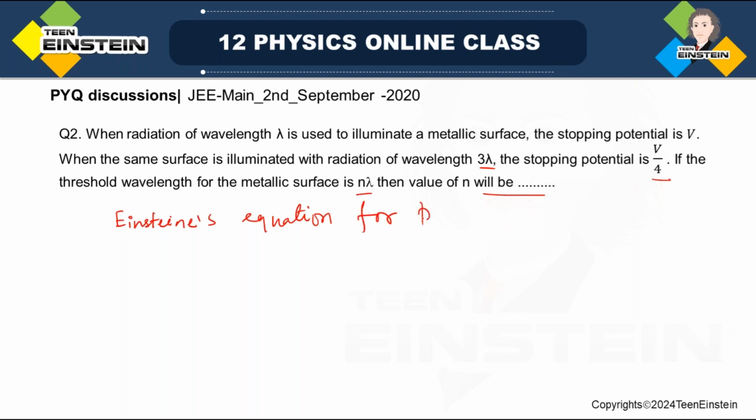For photoelectric effect, the maximum kinetic energy is equal to the energy of the incident radiation minus the work function. So these two things are equal. Since energy is given in terms of lambda, we'll write everything in lambda itself.